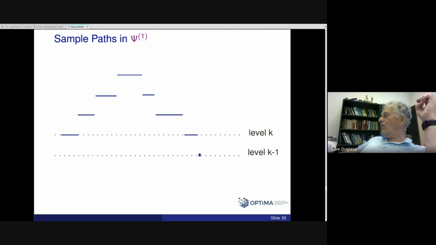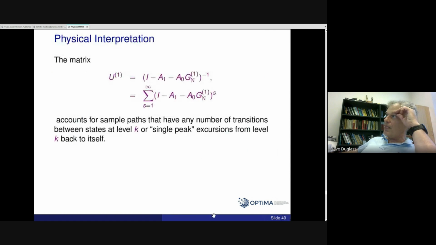So that's what the first set of sample paths are, the ones taken into account by G1. If we make this matrix U1, and it's of the form I minus something inverse, which we can write as, sorry, I've made a mistake there. It shouldn't have the I minus here. It should be the sum from S equals 1 to infinity of (A1 plus A naught G1) to the power S.